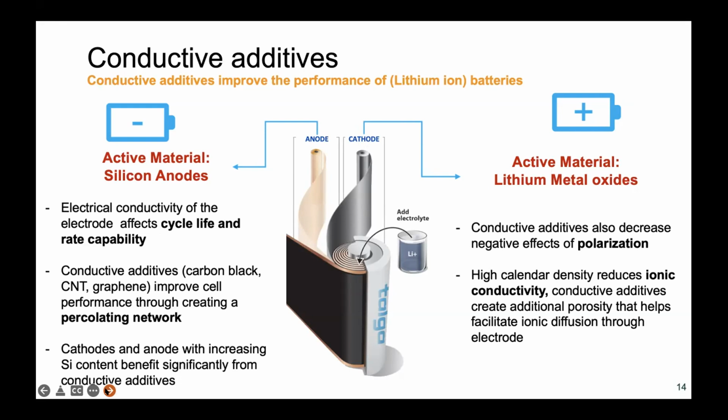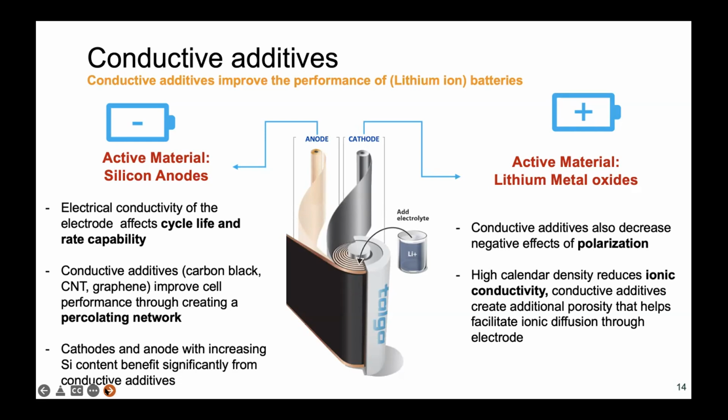Also, if you have a high internal resistance, the reactions that happen at the surfaces of your electrode materials can shift, and this is called polarization. The process is quite complicated, but what the conductive additives can also help with is to decrease the negative effects and enable a system where those chemical reactions are more optimized.